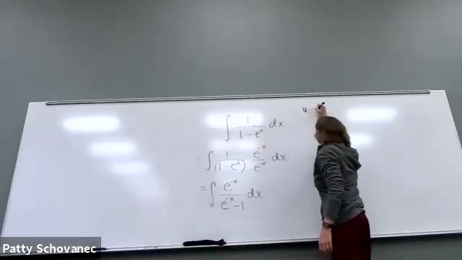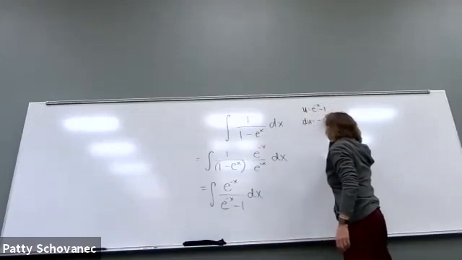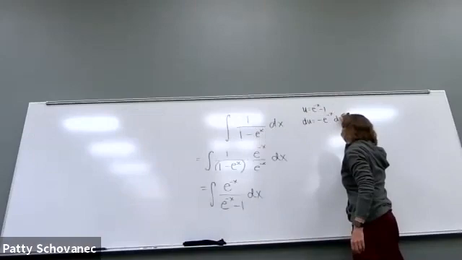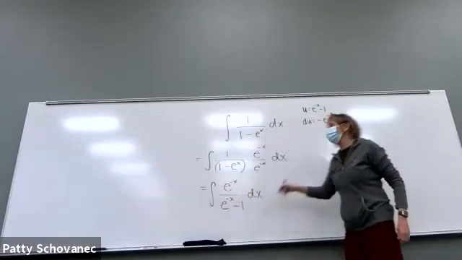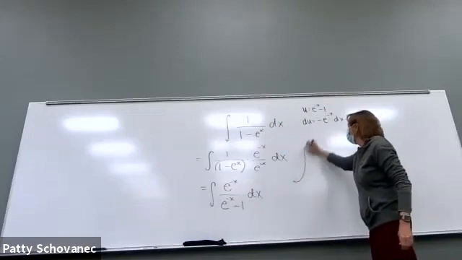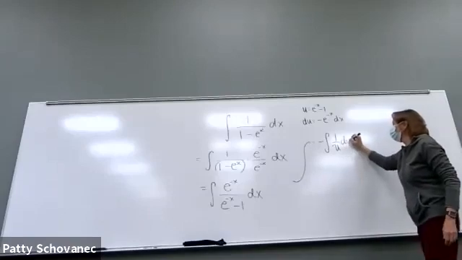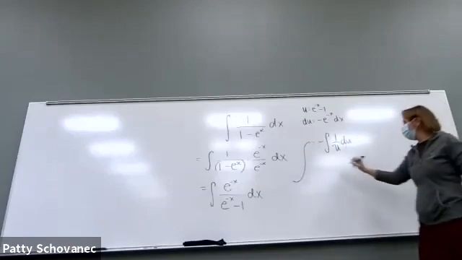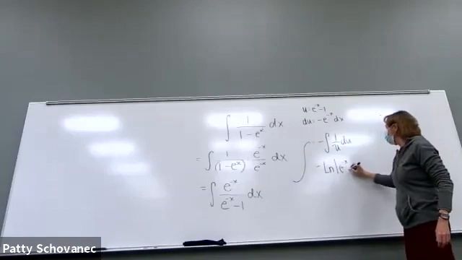Now we take u to be e to the minus x minus 1, and du is a minus e to the minus x dx. So I get a minus du times 1 over u. And that's just a logarithm. And u is e to the minus x minus 1.